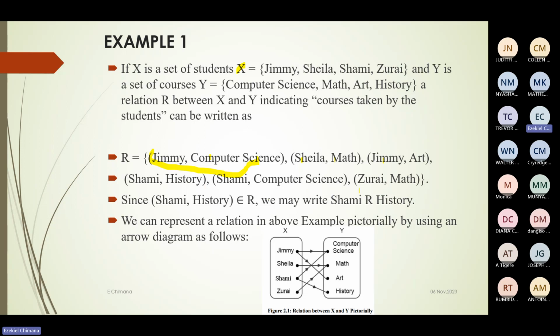That's what you call a relation. And if you look at this relation, we are saying this is a subset of a Cartesian product.